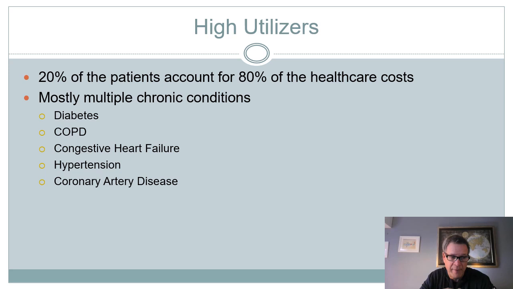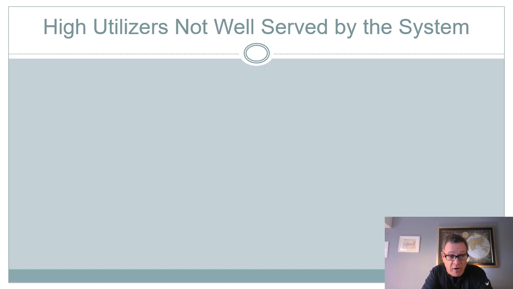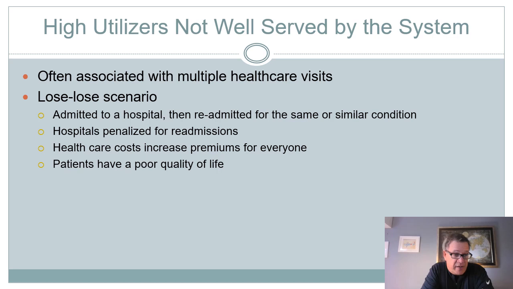So our job here, going forward from a population health perspective, is to get our system back to a point where we have fewer people who are either high utilizers or who are at risk for becoming high utilizers. And working with those folks going forward will be an important component to how we can keep healthcare costs under control. And high utilizers are typically not well served by our system. So as I mentioned, they're associated with multiple healthcare visits, multiple hospitalizations. They are heavy readmission risks.